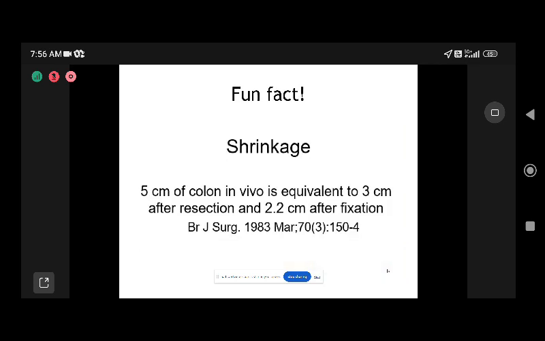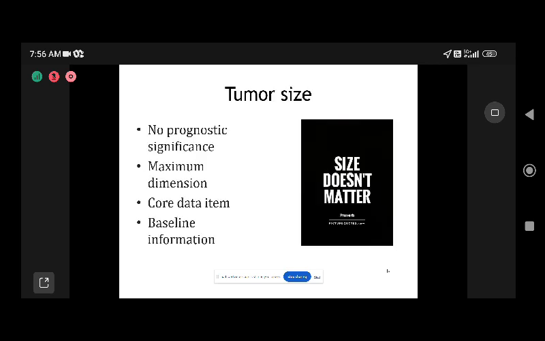And one thing when we are considering margins is that we need to remember that 5 centimeters of colon in vivo will shrink, and it is equivalent to 3 centimeters after resection because it's a muscular organ. And fixation itself also induces tissue shrinkage. It would lead to 2.2 centimeters. That is one of the studies which has shown this. So there is a variable amount of shrinkage, and a variable amount of contracture that happens after the specimen is removed from the body.